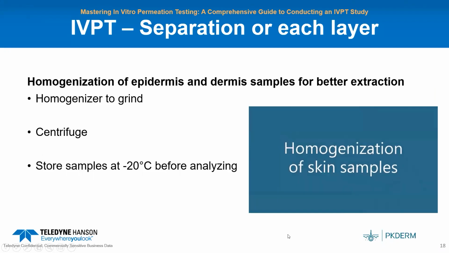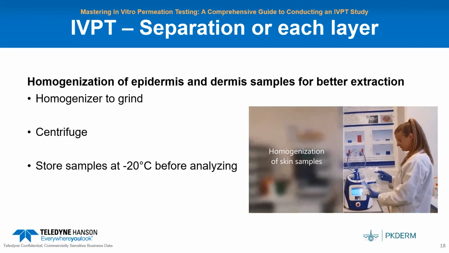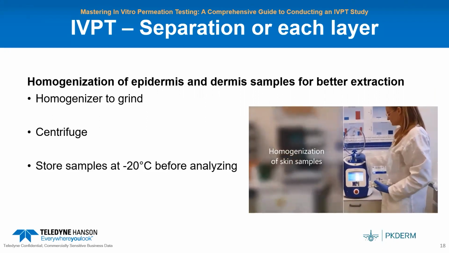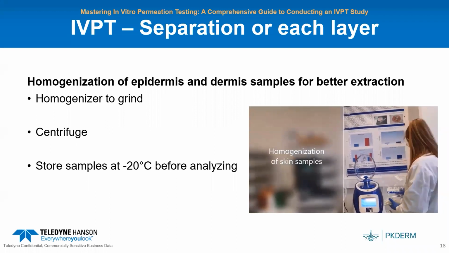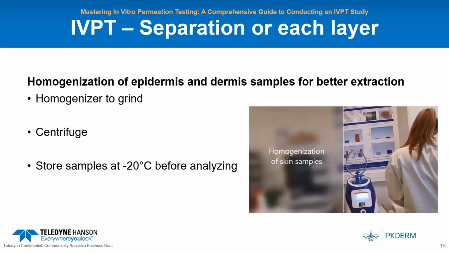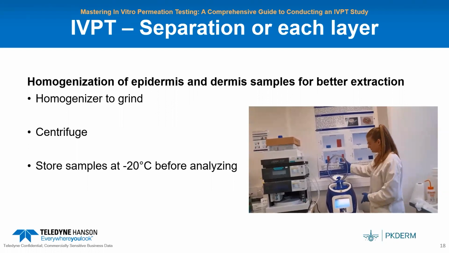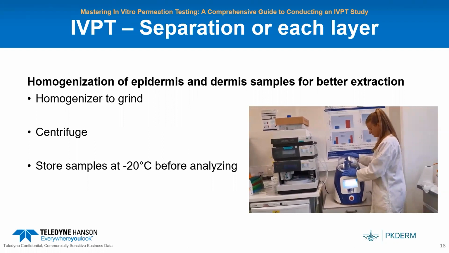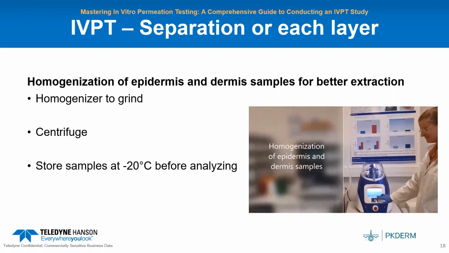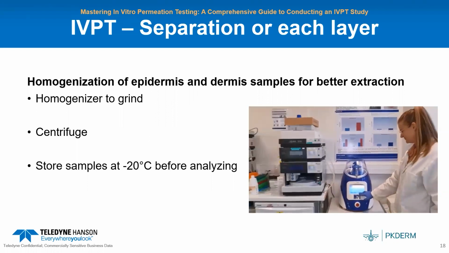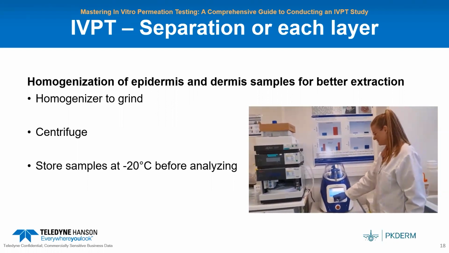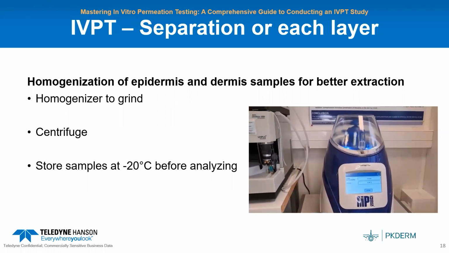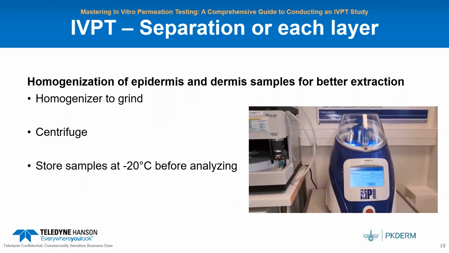After collection of epidermis and dermis samples, we need to homogenize them for better extraction of the test compound. To do that, we use the FastPrep instrument in order to grind epidermis and dermis samples. And at the end, we centrifuge the samples and the supernatant, normally containing the test compound, is collected.